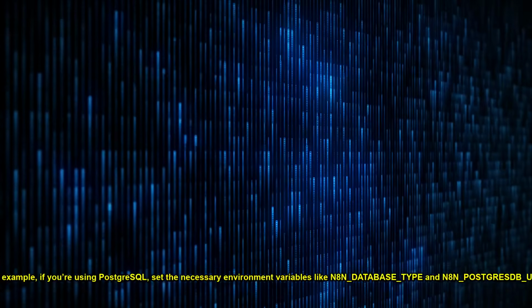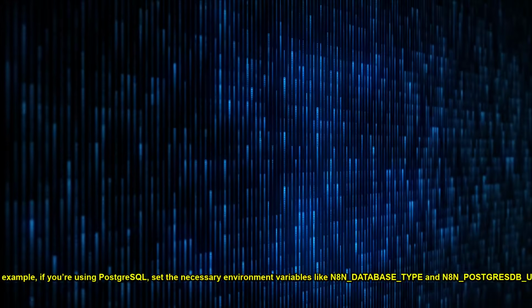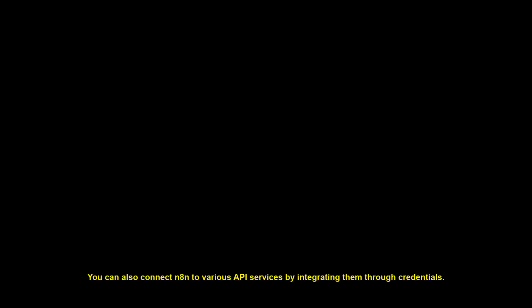Next, configure n8n environment variables as needed for your business processes. Common variables include database configuration, webhook URLs, and authentication settings. For example, if you're using PostgreSQL, set the necessary environment variables like N8N_DATABASE_TYPE and others. You can also connect n8n to various API services by integrating them through credentials.